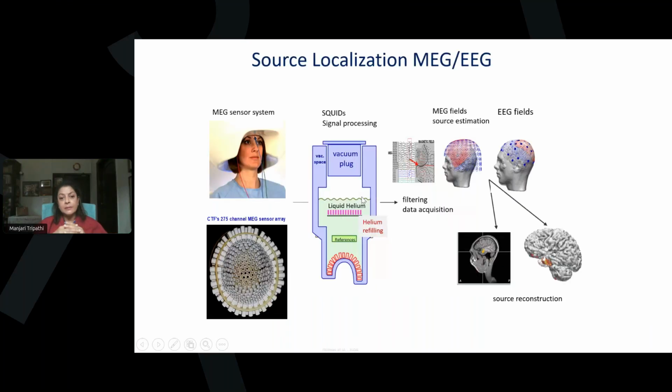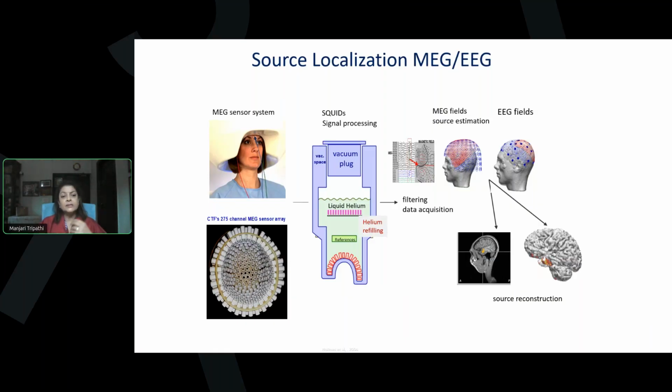Then comes the MEG. Now, MEG is a very labor-intense, very expensive investigation. It's 306 sensors over the head, magnetometers and gradiometers. It requires a coolant, which is liquid helium. It requires a magnetically shielded room, and hence it's very, very expensive.